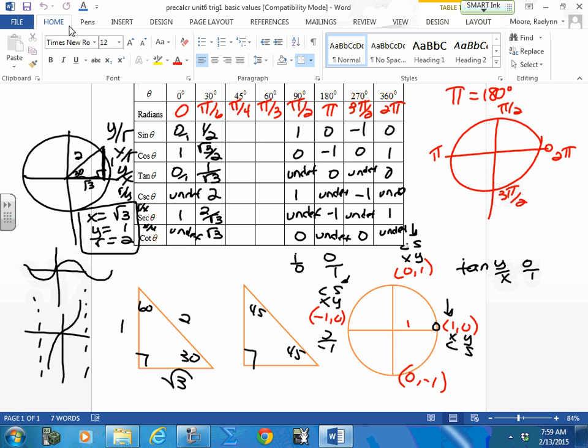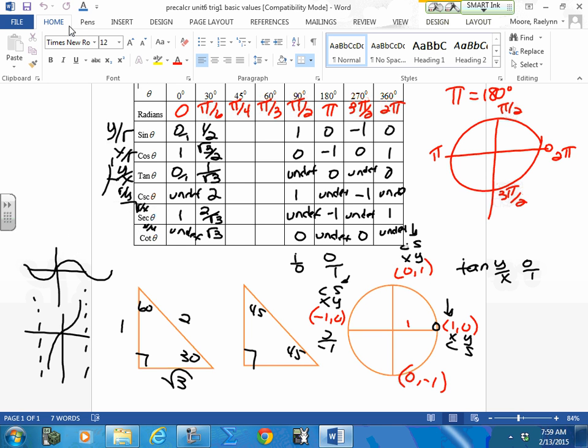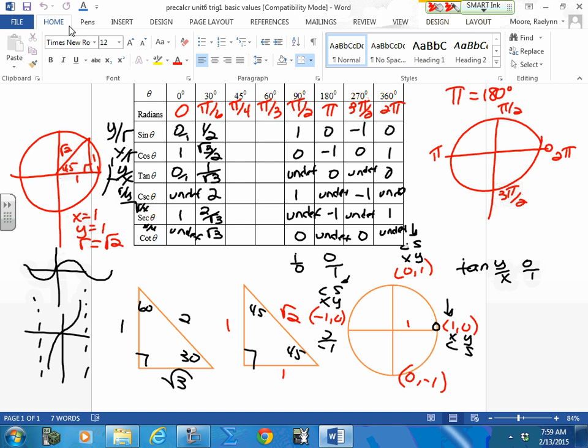45, 45. Let's hit your 45. I'm going to take this out of here, and I'm going to put this one up here. Here's your 45. Your sides on your 45 are 1, 1. They're the same. And one of them gets a radical. There it is, radical 2. Add them together, radical 2. So 1, 1, radical 2. Your x is 1. Your y is 1. And your r, your hypotenuse, is radical 2.